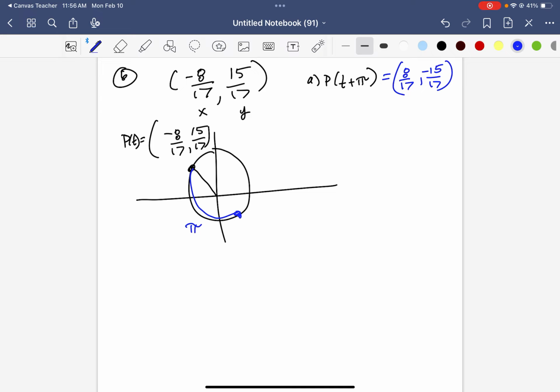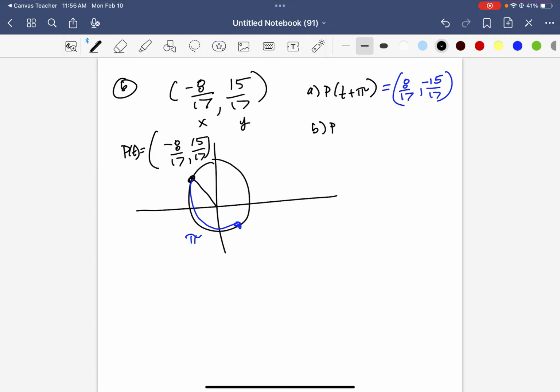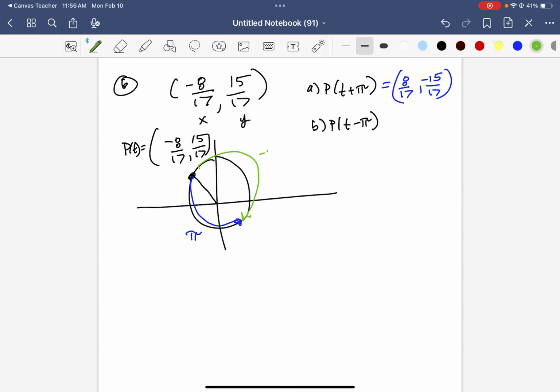If I take, for part B, my original and I go backwards by pi units, that means I'm going to go this way. So I'm going to subtract pi units. Then again, I'm still going to have 8 over 17 and negative 15 over 17. It's going to get me to the same spot.